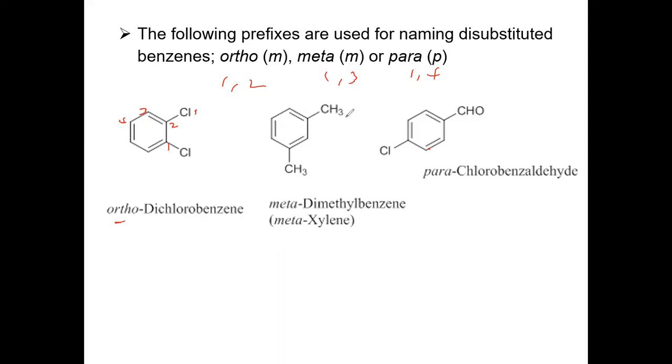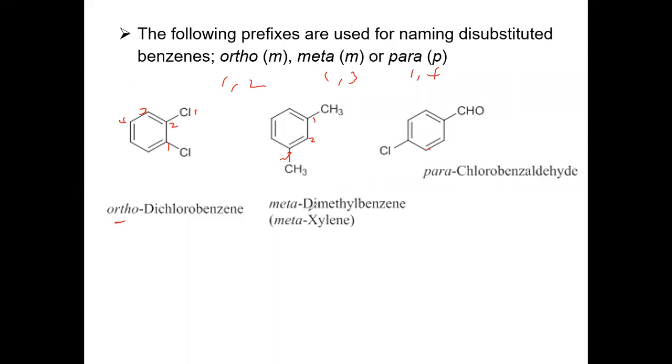Now this is 1-3. So 1, 2, 3. You don't name through this side because it will give a bigger number. It will be 1, 2, 3, 4, 5. So that is wrong. We can't give the higher numbers to the substituents. You have to number such that you give the least possible numbers to the substituents. So 1, 2, 3. So 1-3 is meta. And then this is 1-4, which is para.